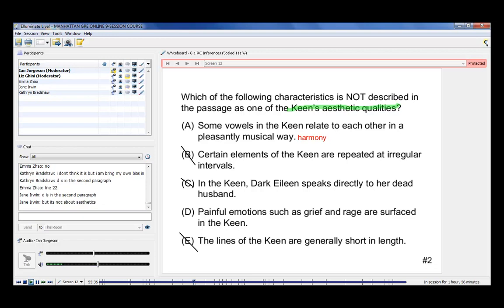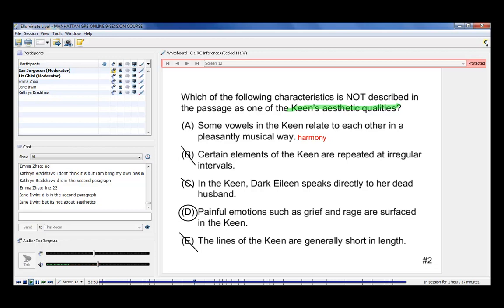Okay, agree with you 100%, but it's not about aesthetics. Jane is totally correct. That's not the aesthetic qualities. That's the emotional qualities. They never said the word aesthetic anywhere near there. D has to be the answer. And yes, if we define the word harmony, maybe the exact definition isn't pleasantly musical, but it's actually really close.